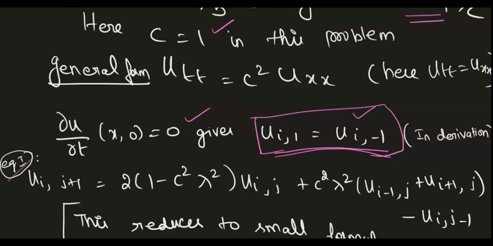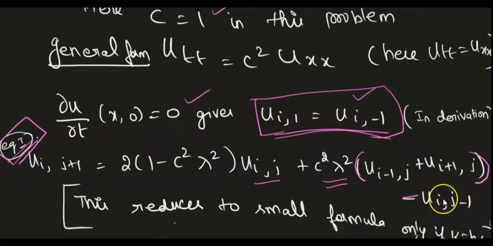This is the main equation. So u i comma j plus 1 is 2 into 1 minus c square lambda square u i comma j plus c square lambda square into u i minus 1 comma j plus u i plus 1 comma j, minus u i comma j minus 1. If you notice, these two terms are common for c square lambda square. So there is term 1, term 2 and term 3. This is your main equation 1. We will be solving it based on this equation only.